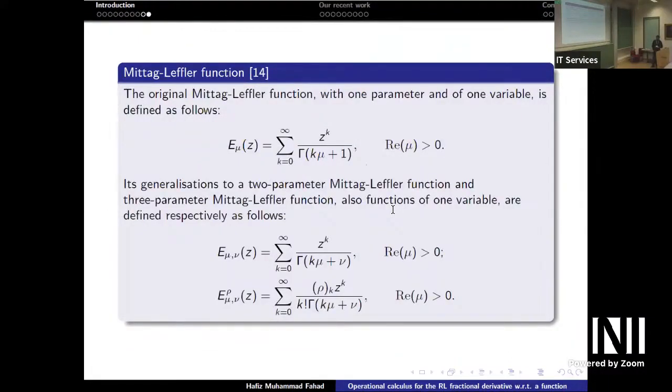Next, we have the definition of the Mittag-Leffler function. The original Mittag-Leffler function with parameter 1 and of one variable is defined in this equation, and its generalizations to a 2-parameter Mittag-Leffler function and 3-parameter Mittag-Leffler function are defined in these equations respectively.